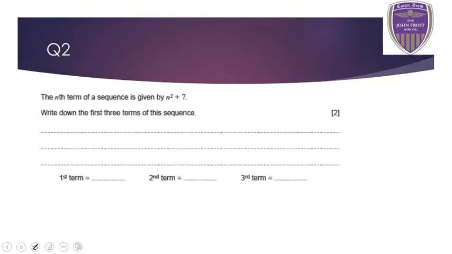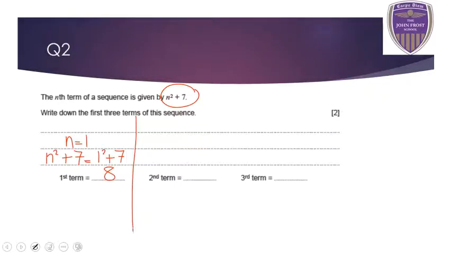Okay, so question 2 is to do with the nth term of a sequence, which is given by n squared plus 7. Write down the first 3 terms of this sequence. Okay, so basically, the first term is when n is 1. So when n is 1, you're going to have n squared plus 7, which is the function. So it's going to be 1 squared plus 7. 1 squared is 1 plus 7 is 8.